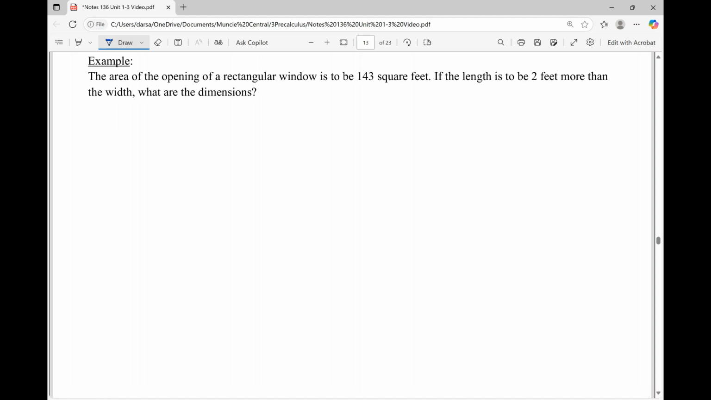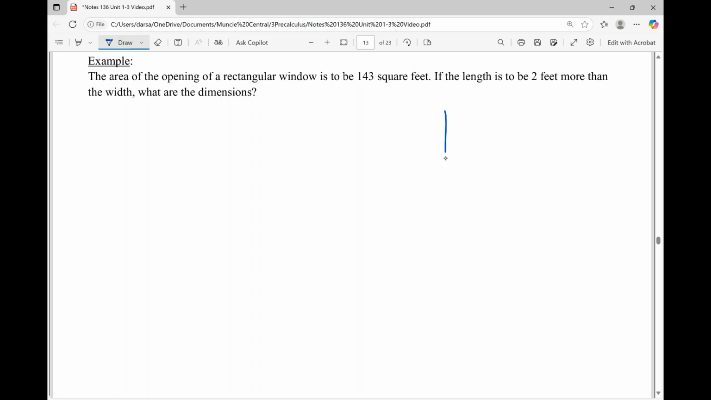The really cool thing about quadratic equations is that there are about 1.5 million different applications that we can do with them. So here's an example of an area application that we can do with a quadratic equation. The area of an open rectangular window is 143 square feet. If the length is to be 2 feet more than the width, what are the dimensions?